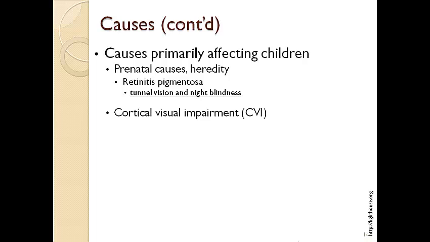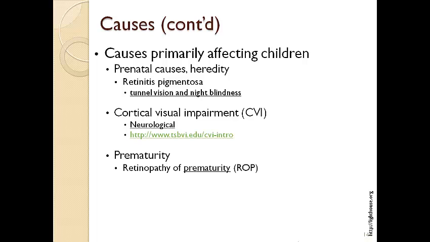Then we have cortical visual impairment, or CVI, and this is believed to be due to a dysfunction in the visual cortex of the brain and results from brain damage or dysfunction. So this is a neurological disorder. Here I have a link to a website from the Texas School for the Blind, where they give an introduction to what CVI is. So please take a look.